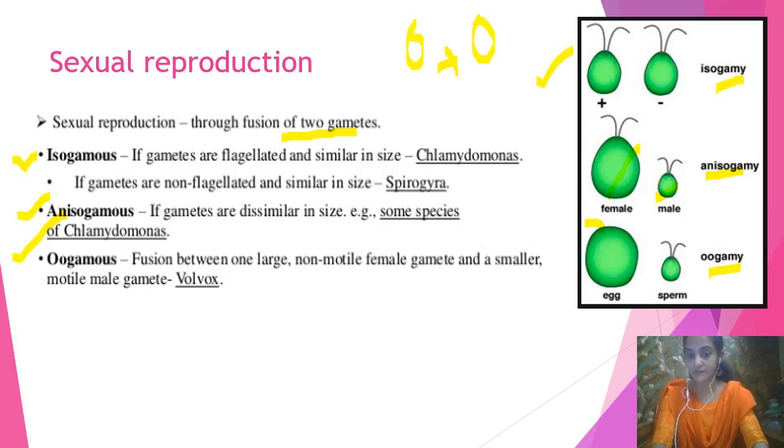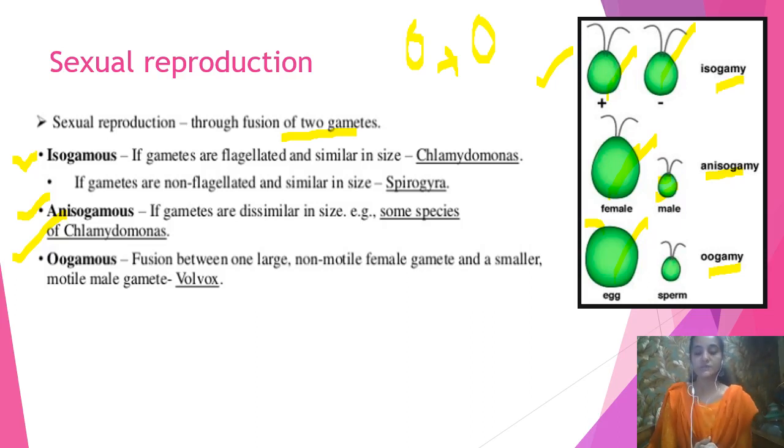I think it's clear. Once again, iso means similar: both the gametes are looking similar. Aniso: both the gametes are looking dissimilar, and the female gamete is bigger than the male gamete. And oogamy: one of the gametes, the female gamete, is not motile and is fixed in one position, and the sperms are the smaller ones and can move from one location to another. So these are the three types of gametes present. Some of them are isogamous, some anisogamous, some oogamous.